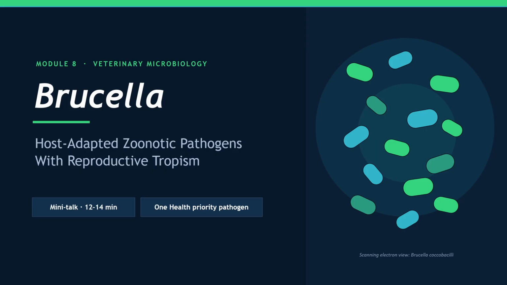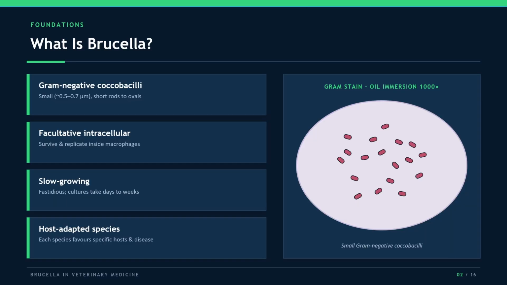By the end of this session, you'll have a clear understanding of the major Brucella species, how they cause disease, how we diagnose them, and how we prevent transmission across species. Let's get to it. Brucella are small gram-negative coccobacilli.